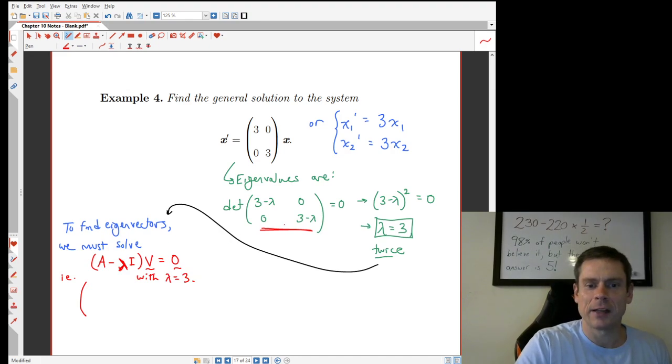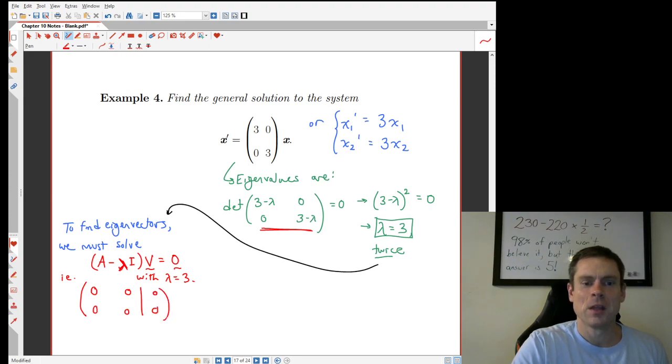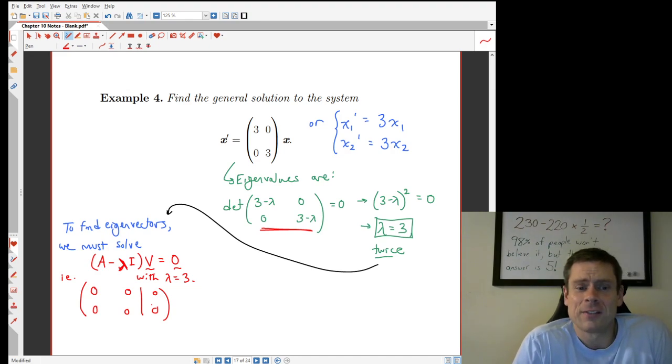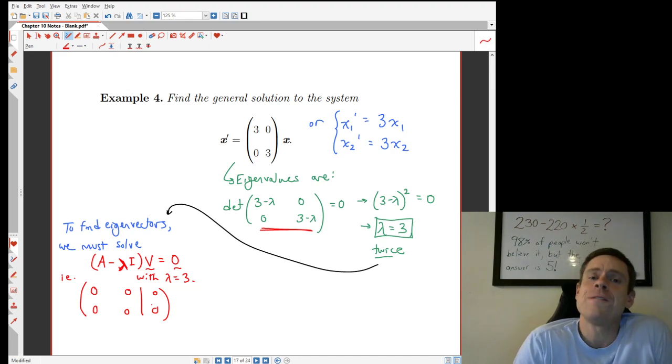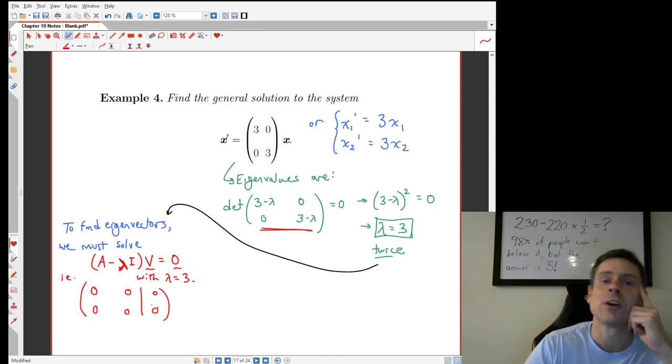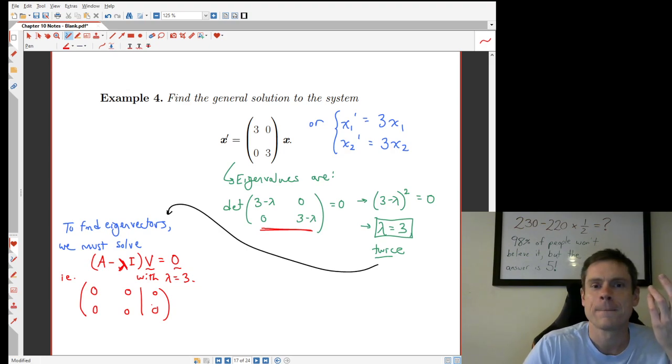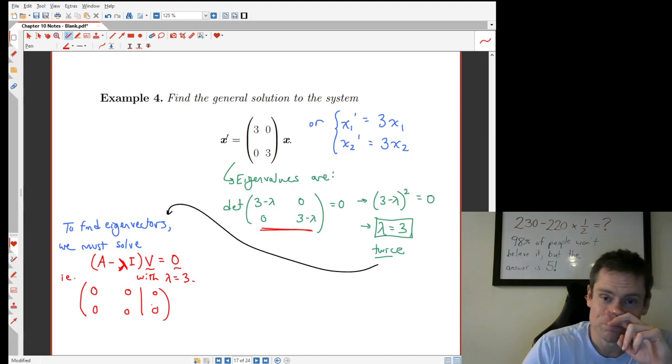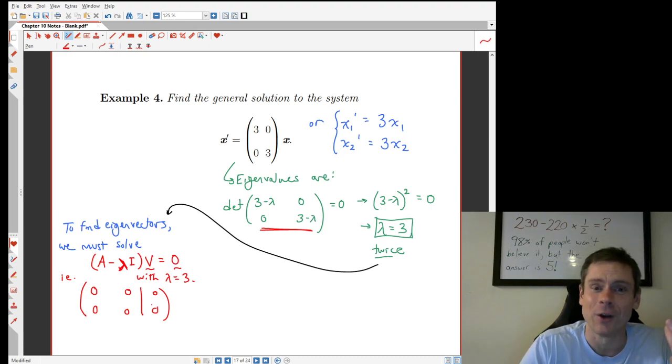Okay, just to make it clear where we're subbing into, because watch what happens. I sub in 3, I get 0, 0, 0, 0, 0, 0. A system of equations that says almost nothing. Think about this. We're finding eigenvectors: what v1 and v2 satisfy this very difficult system of equations? 0v1 plus 0v2 equals 0, and 0v1 plus 0v2 equals 0. And it's pretty clear that basically anything goes.